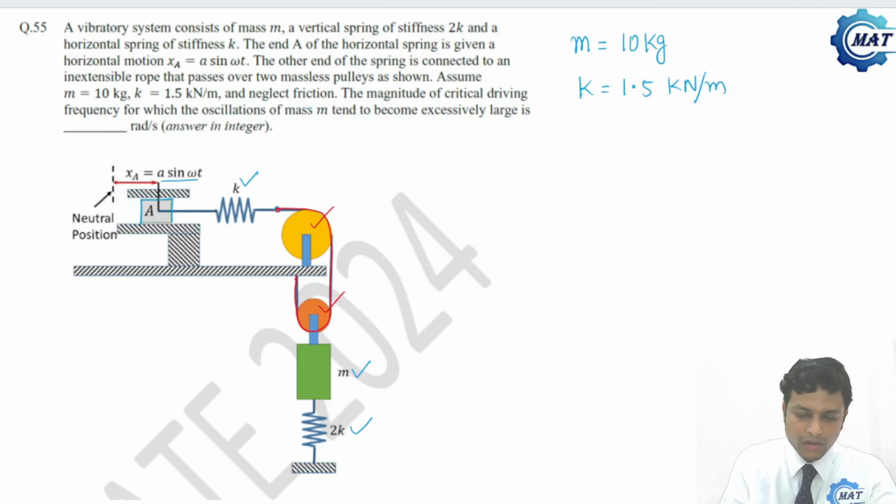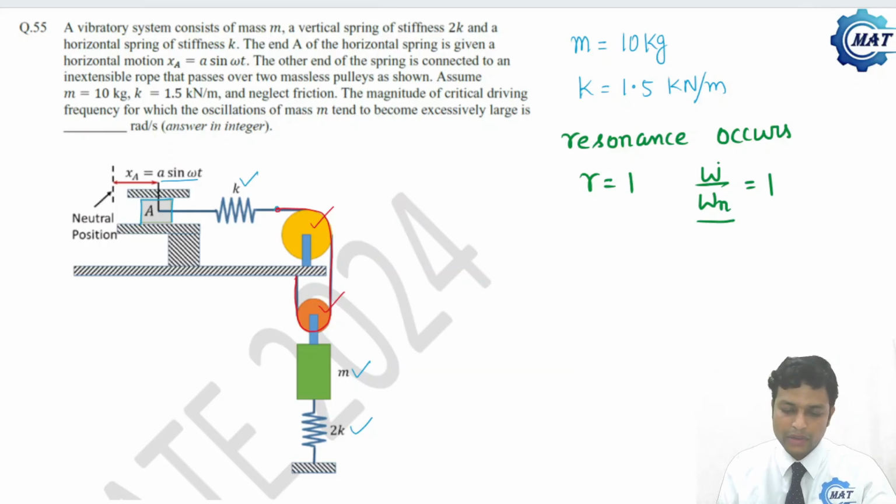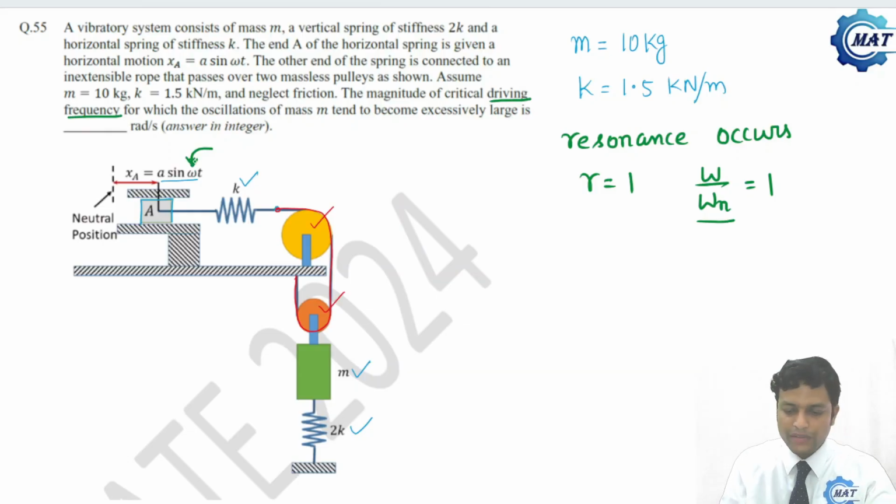When the oscillation amplitude is extensively large, resonance occurs. When resonance occurs, r equal to 1, that is omega by omega n is 1. What is omega n? Omega n is the natural frequency. What is omega? Omega is the exciting frequency. It has been asked to find the magnitude of critical driving frequency. That omega is the input driving frequency.